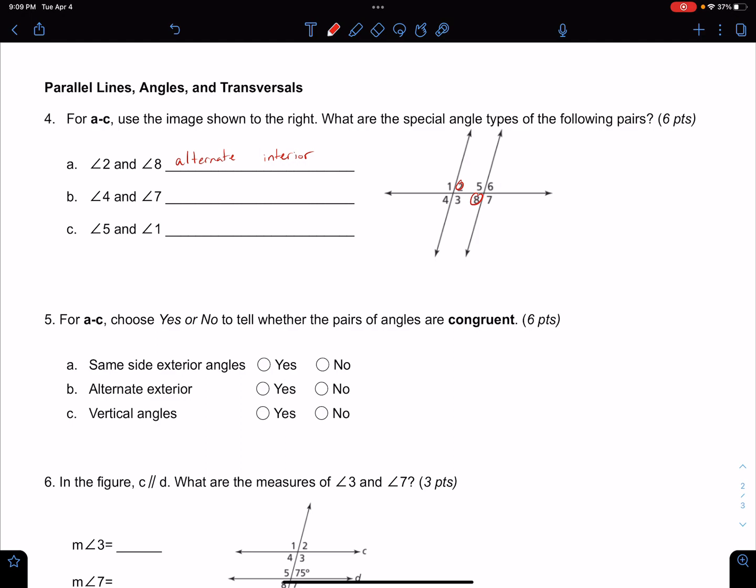Okay, 4 and 7 are exterior angles on the same side. So we say same side exterior. 1 and 5 are the same degrees in different spots on the same side of the line, so I call those corresponding.